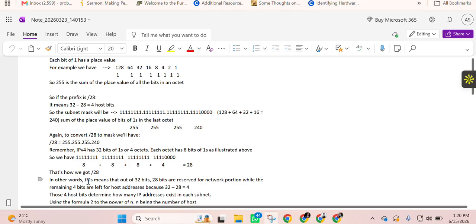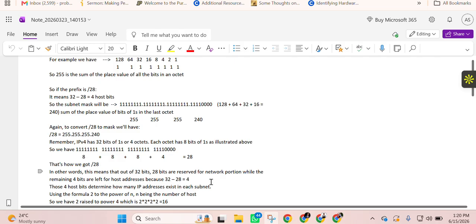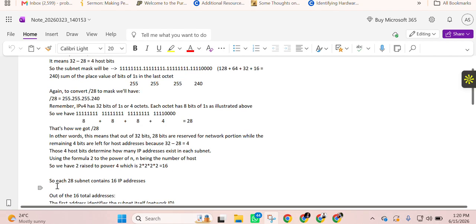In other words, this means that out of 32 bits, 28 bits are reserved for the network portion, while the remaining 4 bits are left for the host addresses, because 32 minus 28 gives us 4. So those 4 host bits determine how many IP addresses exist in each subnet. Using the formula 2 to the power of n for the number of hosts, we have 2 raised to the power 4, which is 2 times 2 times 2 times 2 equals 16. So each /28 subnet contains 16 IP addresses.